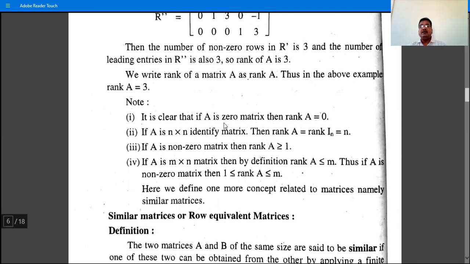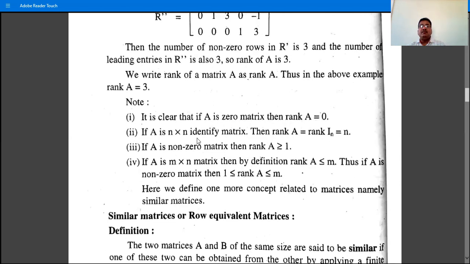It is clear that if A is a zero matrix, then the rank of A is 0. That is, if all the entries in the matrix are 0, then the rank of that matrix is 0.